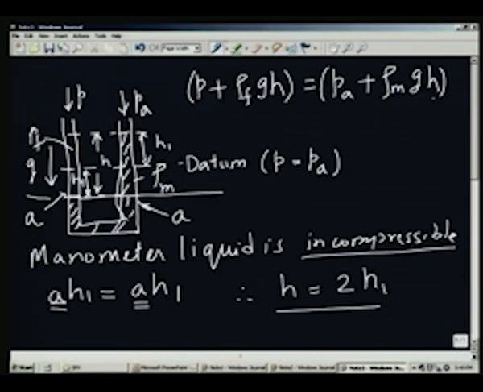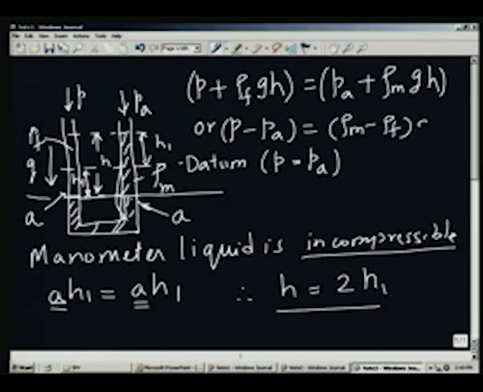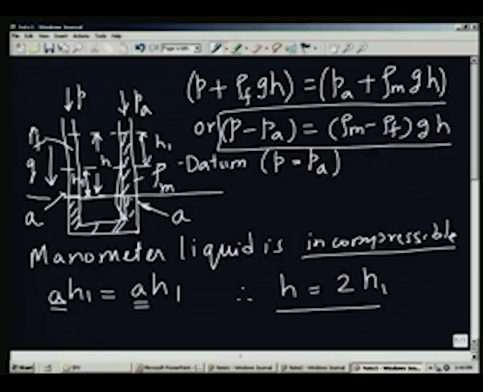These two are equal, because if you look at the liquid inside this portion, the force acting must be exactly the same here and here, otherwise this will move about. So, equilibrium requires that P plus rho f times G h equal to P A plus rho m G h, or P minus P A equal to rho m minus rho f into G h. So, this is the manometer equation or the basic manometer equation.